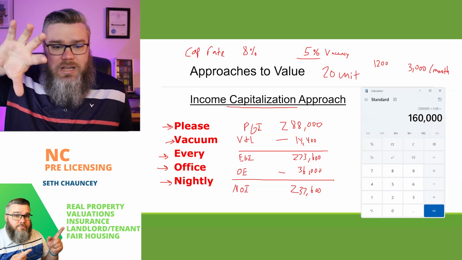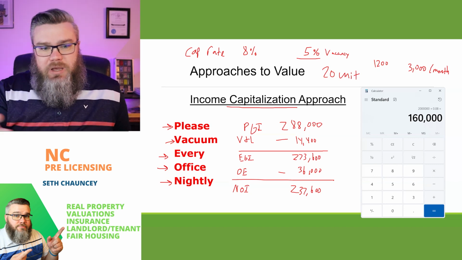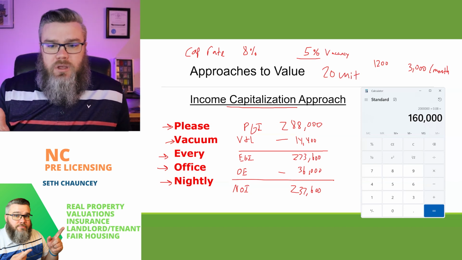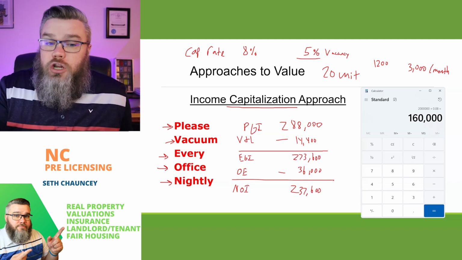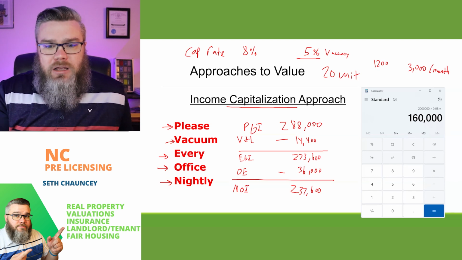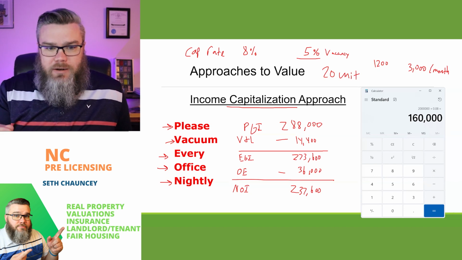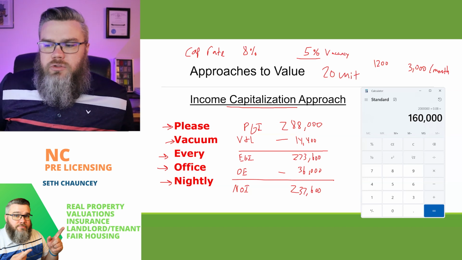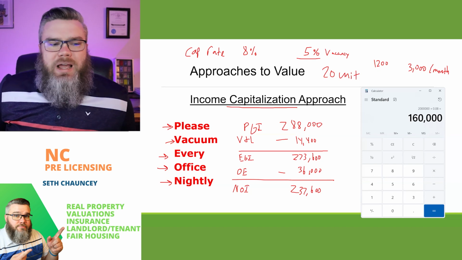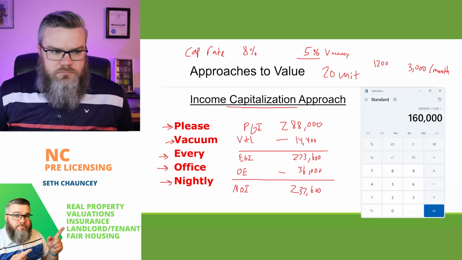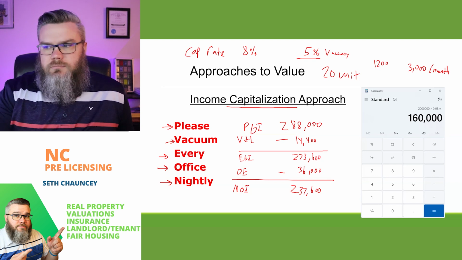So if 8% is your return on your investment, in other words, your investment times 8% would give you your NOI. In order to find what this should or could sell for, it is your NOI divided by your cap rate. So in this example, it is an 8% cap rate. Take your NOI that I just gave you, 237,600, divided by 8%. Tell me what you get. 2,970,000.